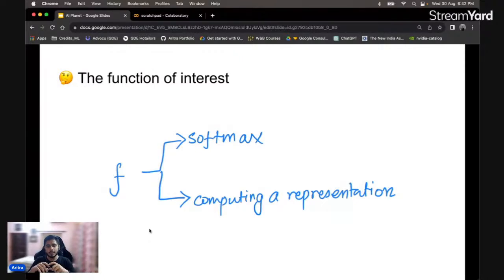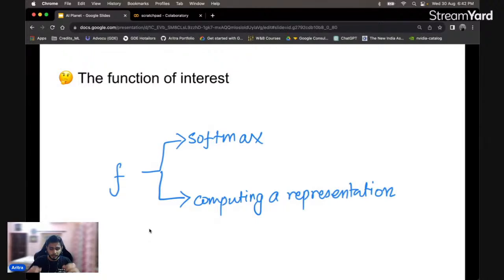And what he said is, if you have a vocabulary of a lot of words, and you have a prediction over that vocabulary, you can apply this softmax function. It gives you a probability distribution over this entire collection of words. So softmax is really important for getting the probability distribution. But what comes a layer behind softmax is computing a good representation.